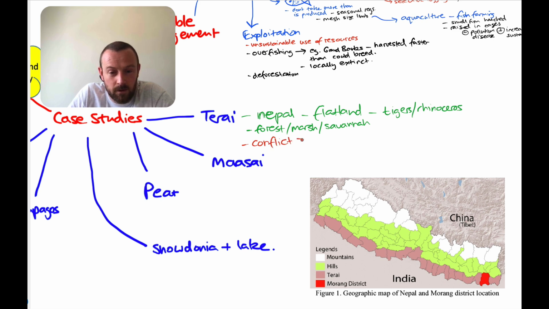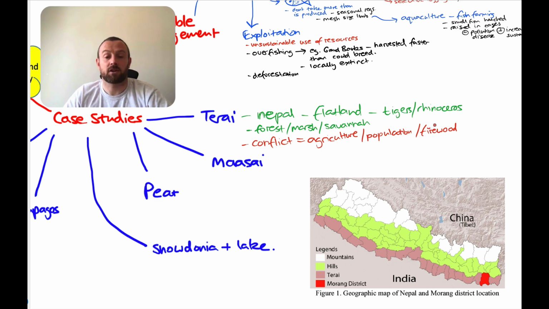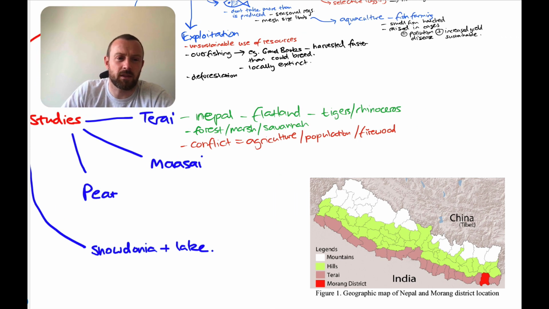Conflict. It's agriculture. It's increasing human population. And it's also firewood as well. So all these things are putting pressure on the forest. And then maybe let's go to blue for the resolution.